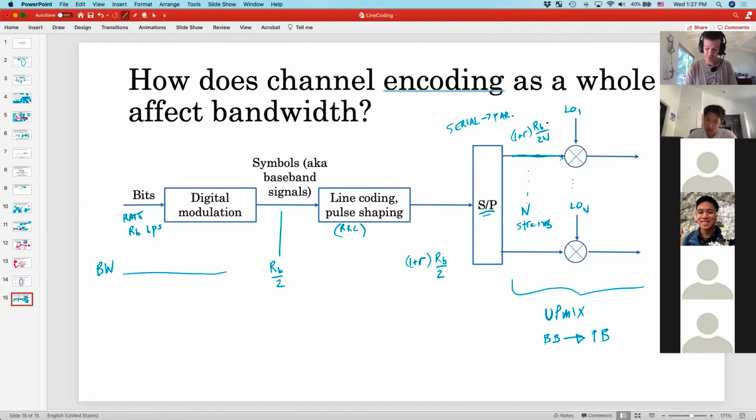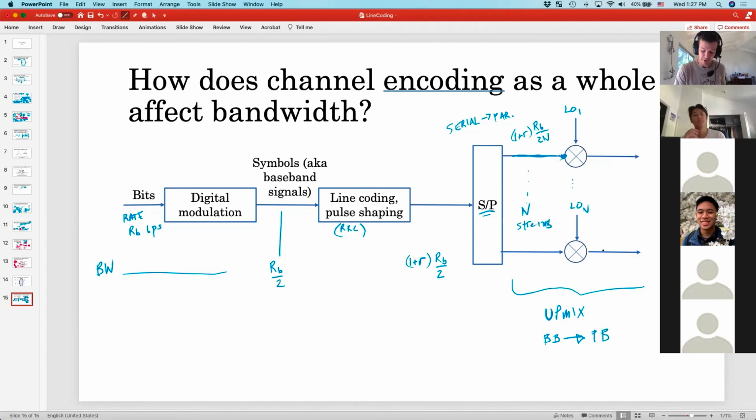Okay, so this should get you interested in how FDM can help you in terms of your bandwidth, because each of these streams only sees pulses at RB over N rate. So as far as this mixer is concerned, it only sees RB over N original bits.